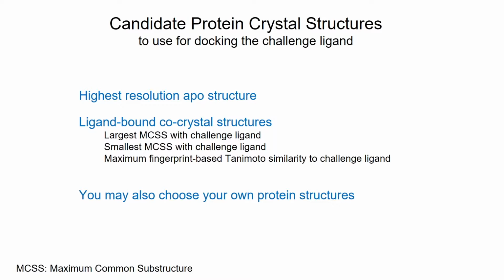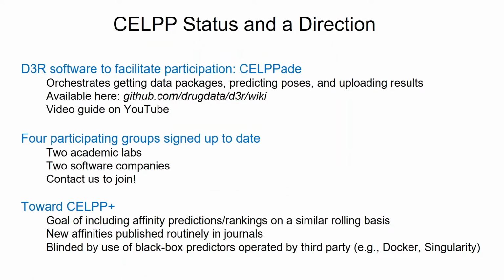The structures that we push out to you to dock into, just to avoid your having to do all this, you're allowed to use your own protein structure to dock into, I should say that, but we also push out several options: the highest resolution apo structure, as well as several ligand-bound co-crystal structures based on degree of similarity or dissimilarity with the challenge ligand.